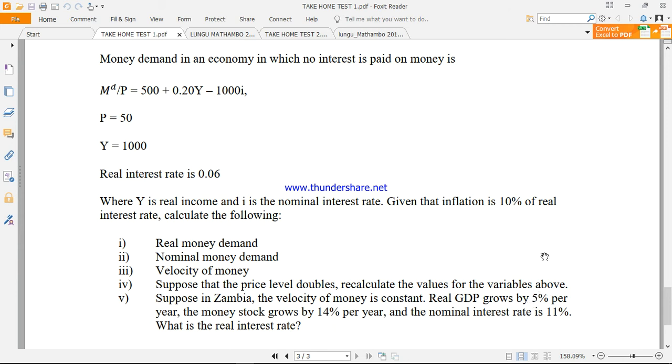So real GDP is just Y. They're saying that real GDP is growing at 5% per year. This can be nice, right? Real GDP grows at 5% per year. And wait, guys, are you aware that our GDP is going negative too? In case you didn't know. So real GDP grows by 5%.